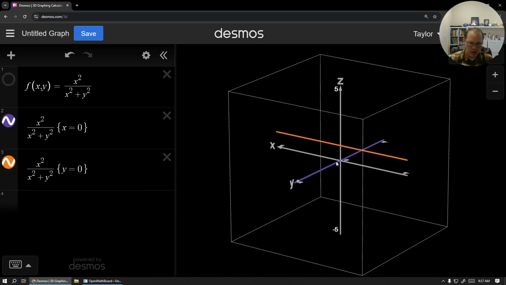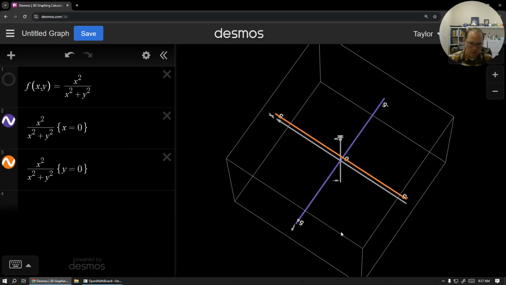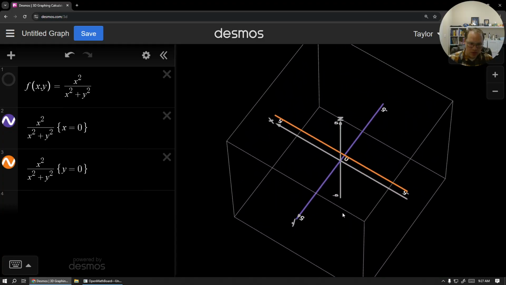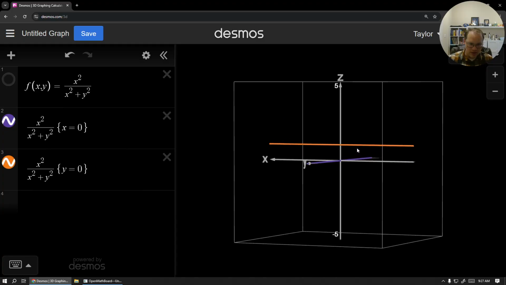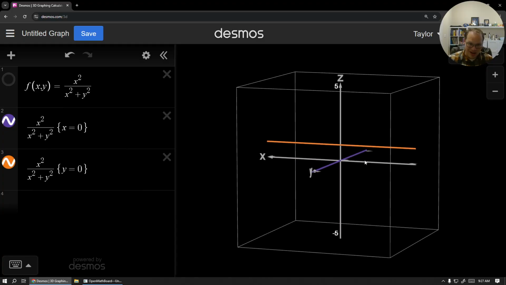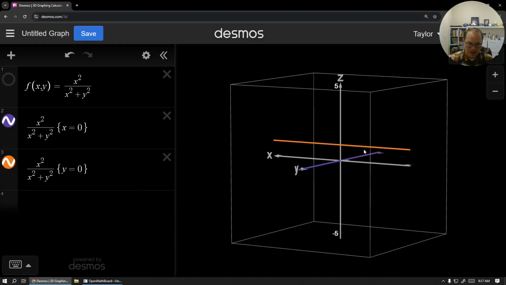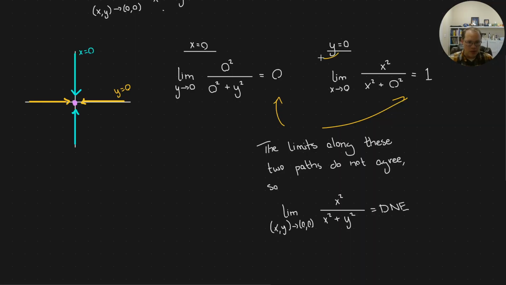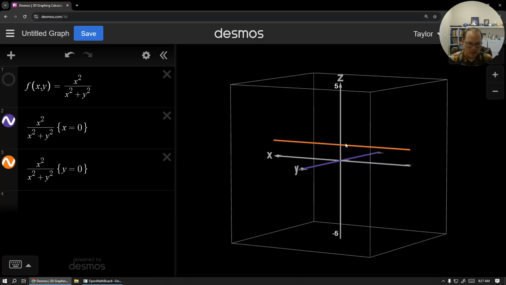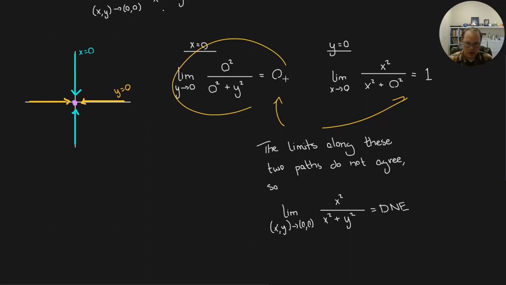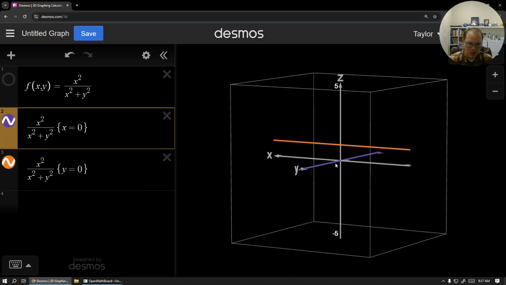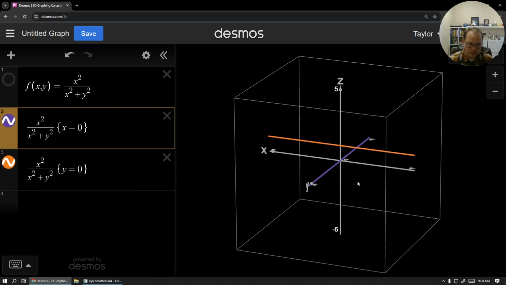And you can see as the two paths approach each other, their function value, their z value, does not approach each other. Okay? The orange path would be along y equals 0, we're approaching 1. The z value of 1. Okay, it's higher up. The purple path here along x equals 0, that's this one, and it approaches 0 as x and y approach the origin. Okay?